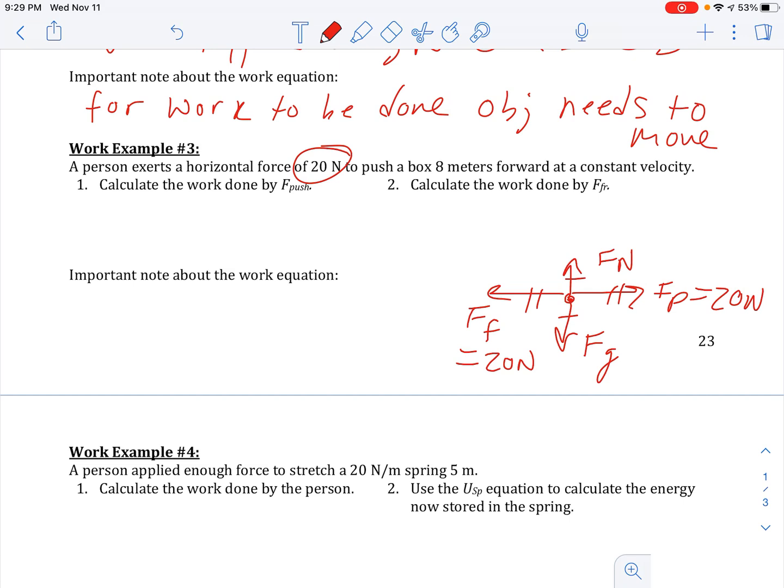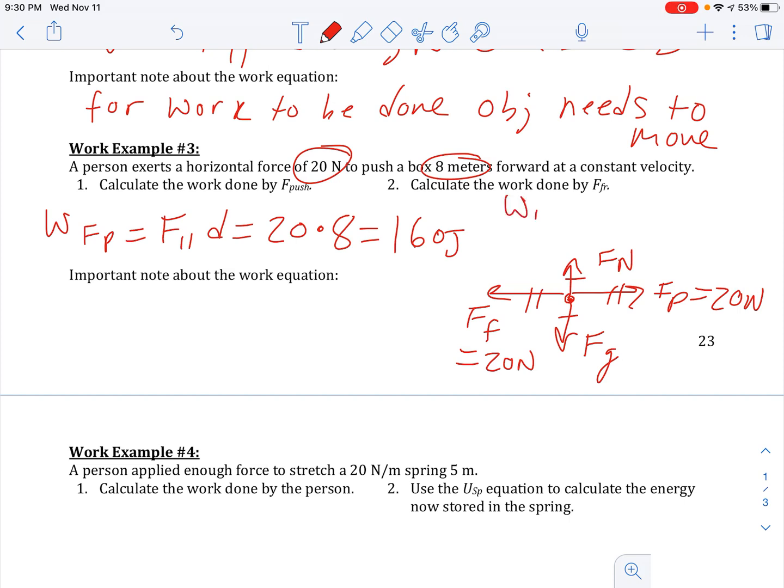All right, so calculate the work done by force push. It goes 8 meters, so work done by force push equals force parallel times displacement. And so that is 20 newtons times 8 meters. So that's going to be 160 joules, right? And the work done by force friction, well, it's going to be like the same thing, right? Because it's also 20 newtons.